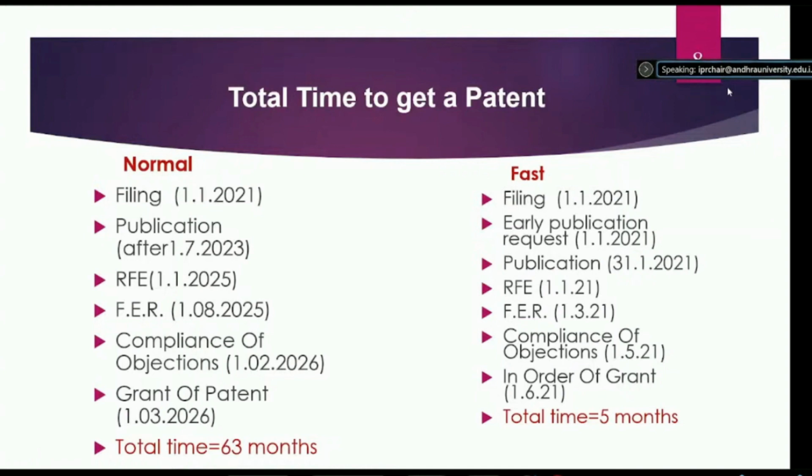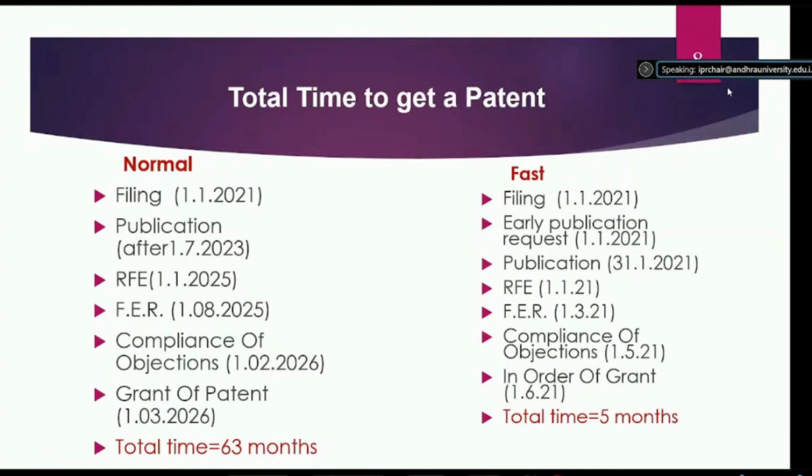Then request for examination, there is a window of 48 months. That means 4 years. So we call it just 48 months. That's the patent term. So in the regular route, you file your request for examination by 1st January 2025. That is 4 years. In the fast route, you file the request for examination on the same date as your date of filing. So that is again on 1st January 2021.